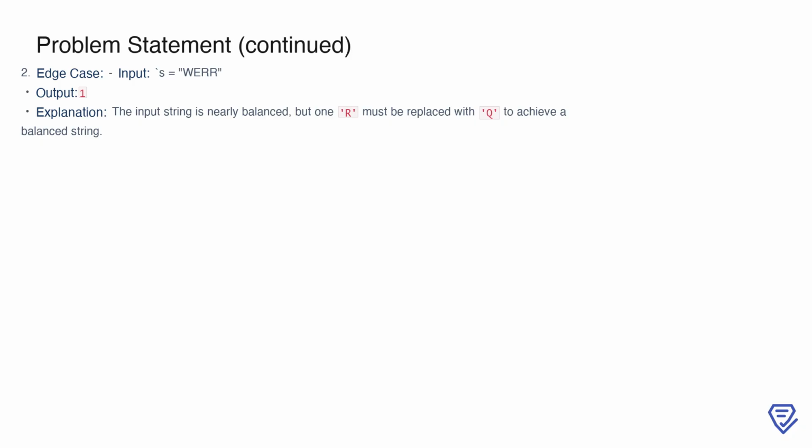Another edge case is S equals WERR. This string is nearly balanced, but one R needs to be replaced with Q to achieve balance. In this case, the minimum length of the substring to replace is 1. These examples highlight how the problem can be approached for strings of varying imbalance levels.